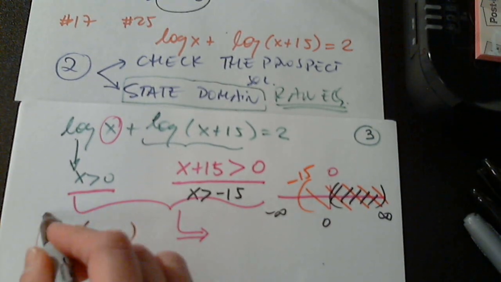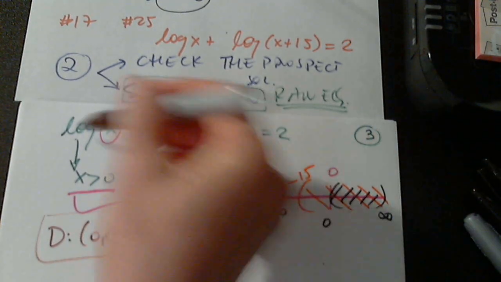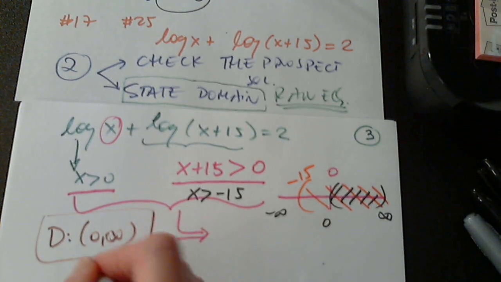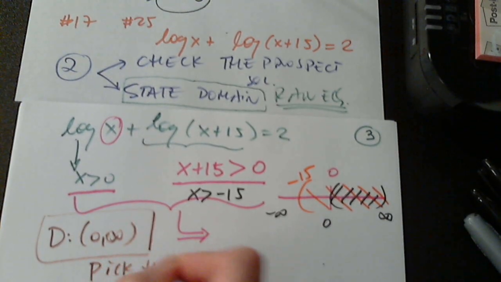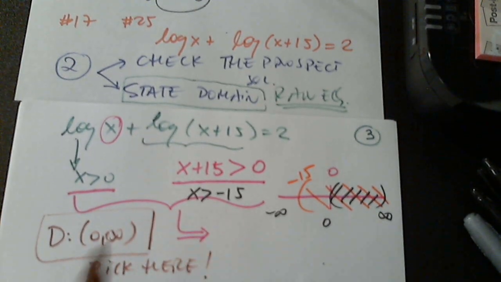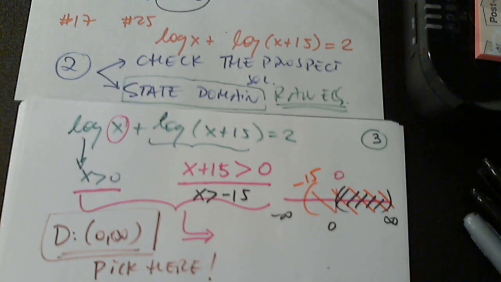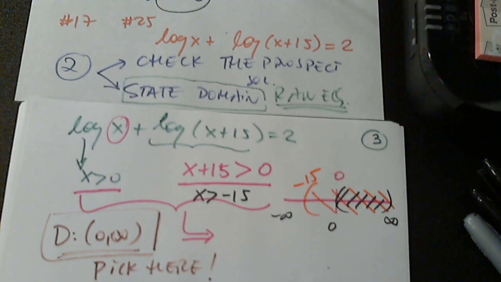When I am done and when I solve the equation, I will only pick here. Only pick here. Any other solution will be disregarded. Any questions?